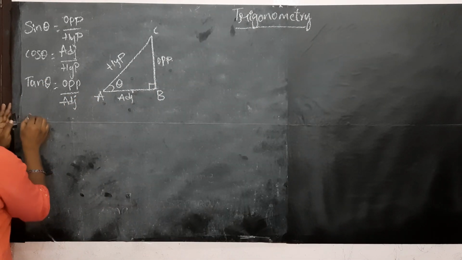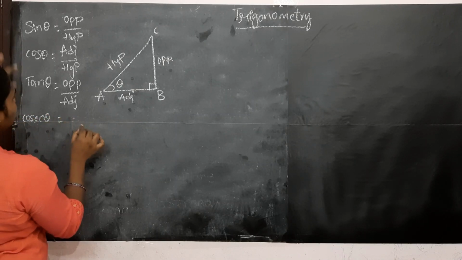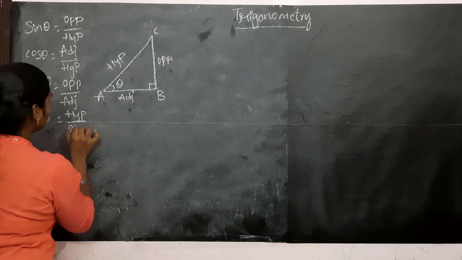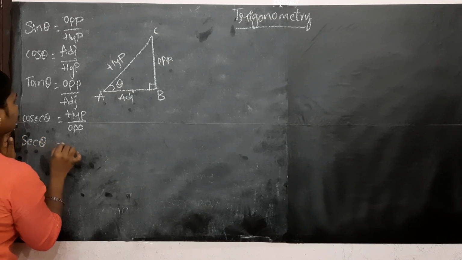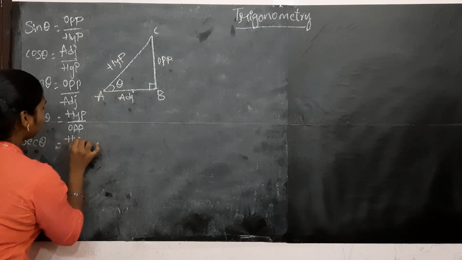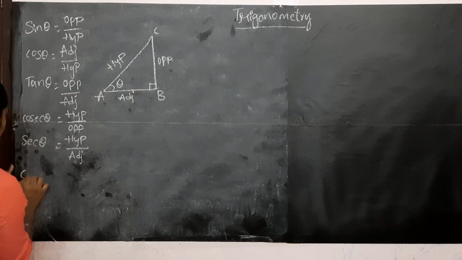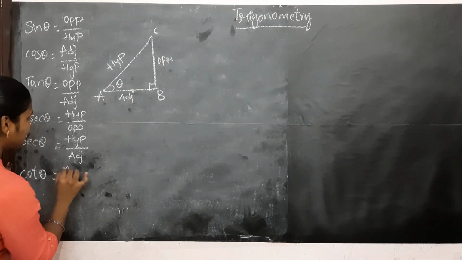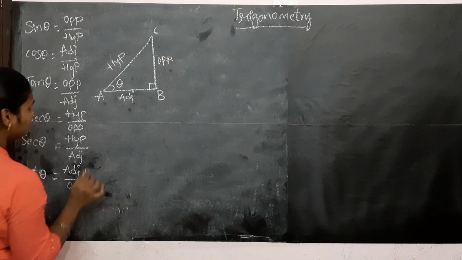the multiplicative inverse, like cosecant theta is the multiplicative inverse of sin theta, which is 1 by sin theta, hypotenuse by opposite, secant theta which is a multiplicative inverse of cos theta, hypotenuse by adjacent, and the last one is cot theta which is a multiplicative inverse of tan theta, adjacent by opposite. So this is what we have covered in the introduction part.